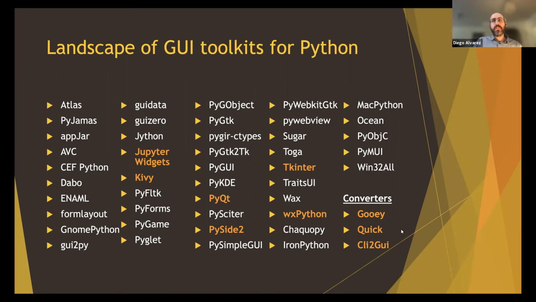or have been absorbed or changed name and continue as a different toolkit. I'm going to talk today about those that are highlighted in orange. So: Jupyter widgets, Kivy, PyQt, PySide2, tkinter, wxPython, and three converters: Gooey, Quick, and Clear. Sorry, Clear to GUI.